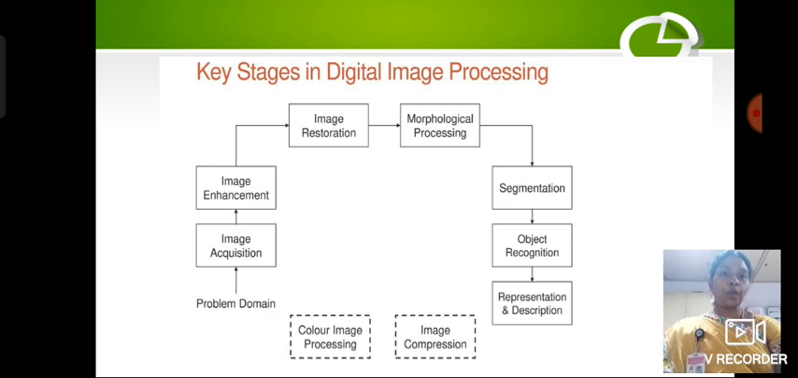First is image acquisition. Image acquisition means we acquire the image from any one of the devices, and after acquiring the image, we enhance it, that is image enhancement. Next we restore the image, do some morphological processing, segment the image, and then do object recognition, and representation and description. Color image processing and image compression are also done on the images.